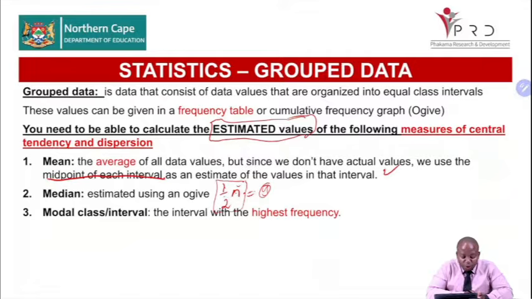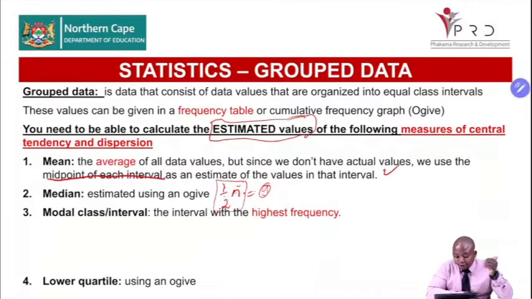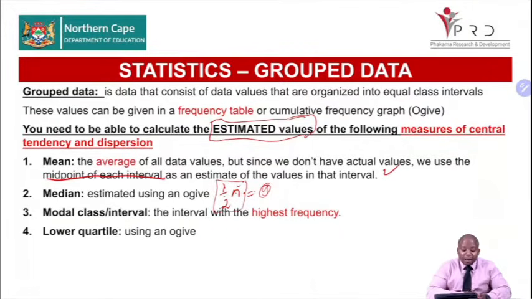Number 3, we are going to look at the modal class or modal interval. This is the interval that has the highest frequency. So in my frequency table, I just look for the class interval that has the highest frequency. That is going to be my modal class.